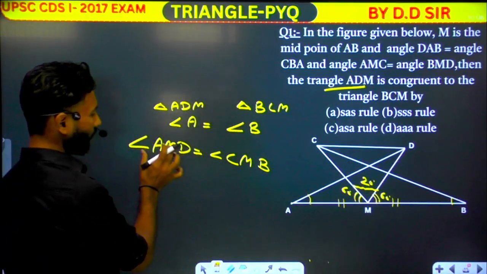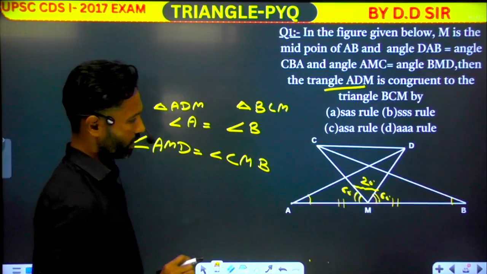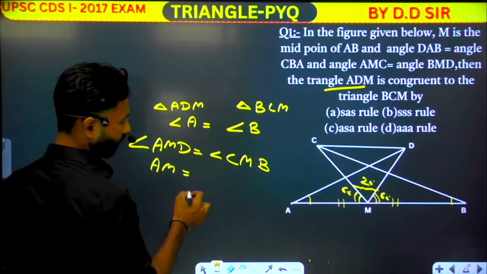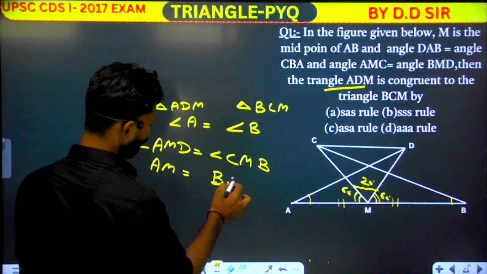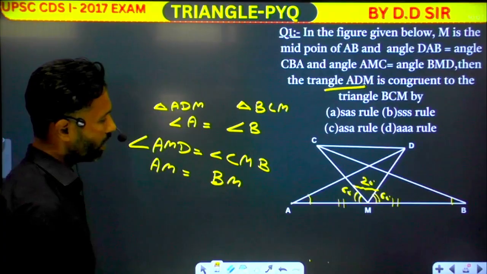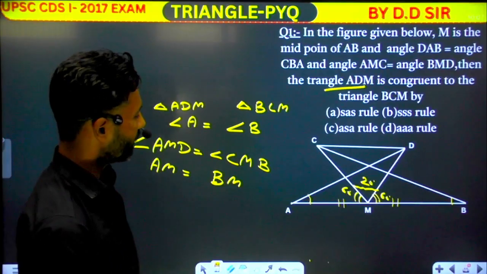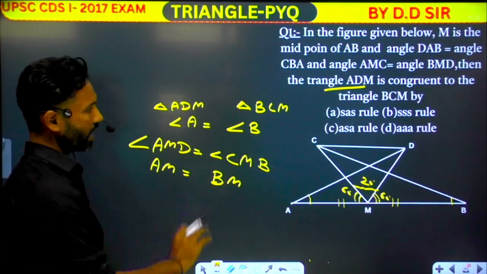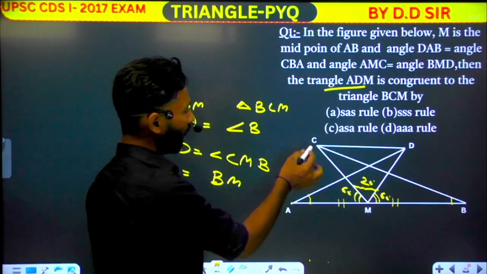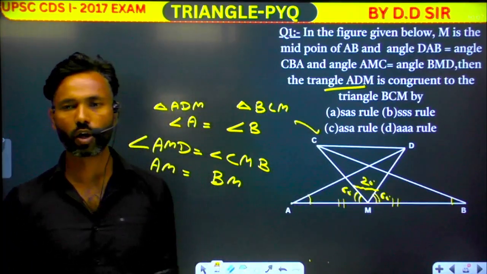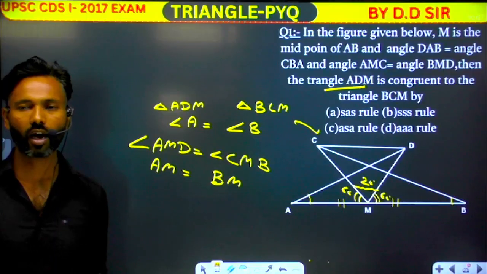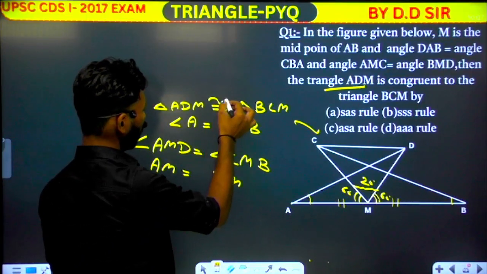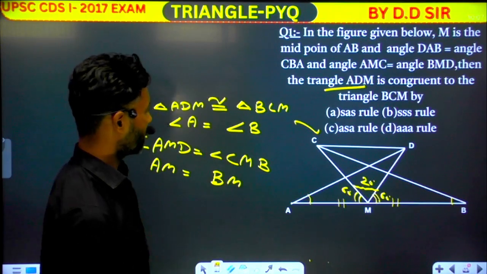So I can say angle AMD equals angle CMB, and side AM is equal to side BM. Which property is used here? Two angles are equal and one side is equal, so I can say ASA rule. According to the ASA rule, both triangles are congruent. Understand? And this is the symbol of congruency.